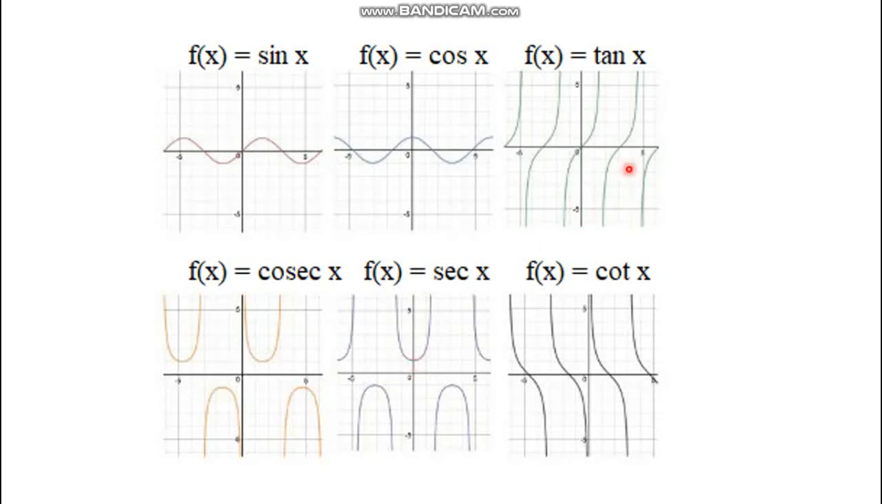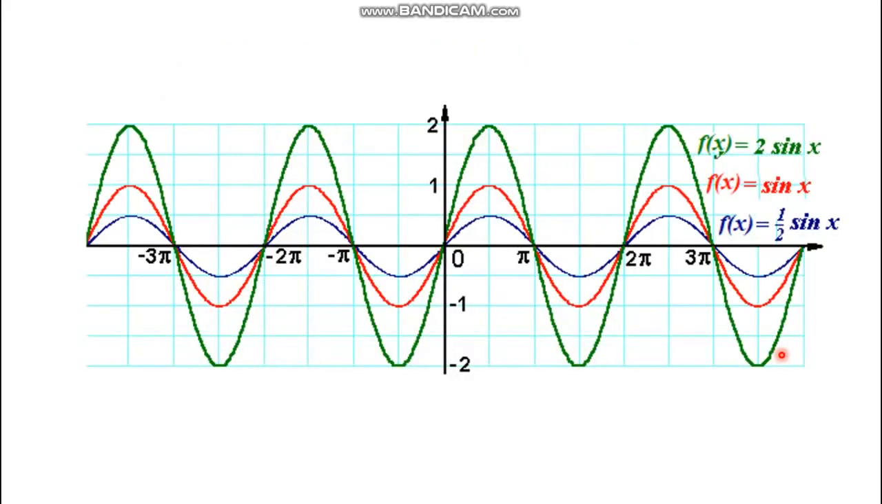What about the difference between tangent and cotangent? Tangent has a positive slope, whereas cotangent has a negative slope. And another thing, the tangent curve passes through the origin, whereas the cotangent curve doesn't pass through the origin. So this way you have to identify all these graphical presentations.